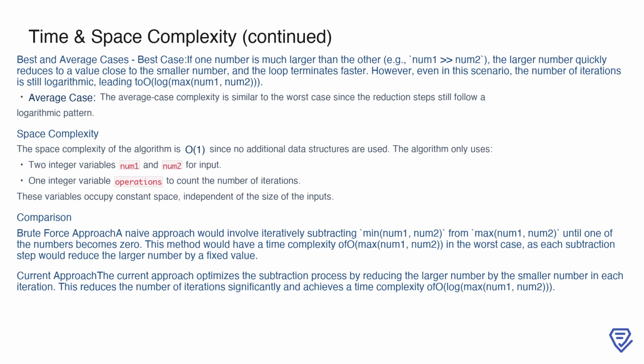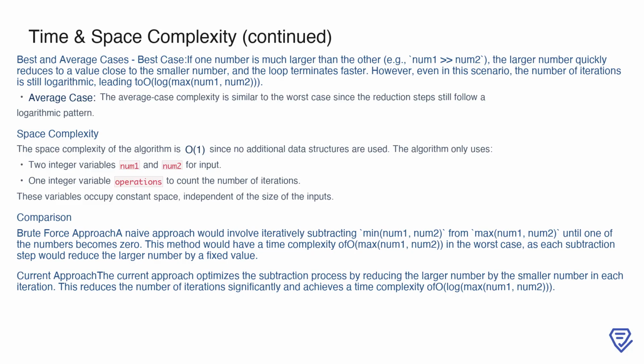When we consider the best and average cases, the time complexity remains logarithmic, but the number of iterations can vary slightly. In the best-case scenario, if one number is much larger than the other, such as when number 1 is significantly greater than number 2, the larger number quickly reduces to a value close to the smaller number, allowing the loop to terminate sooner. Even so, the overall complexity remains O(log(max(number 1, number 2))). The average case is similar to the worst case, as the reduction process still follows the logarithmic pattern due to the rapid shrinking of the numbers with each subtraction.